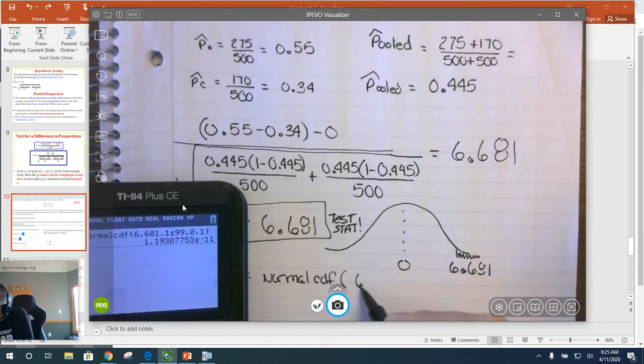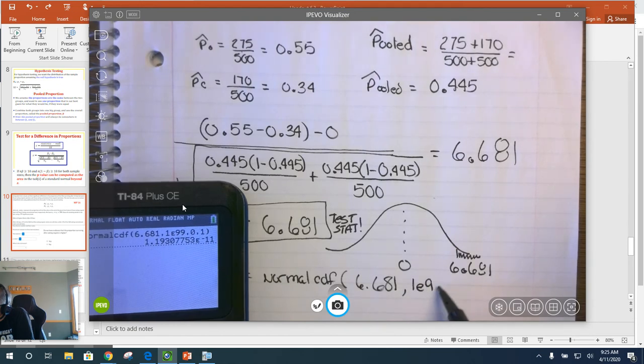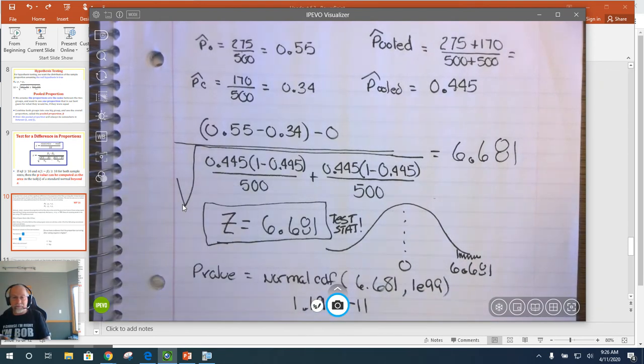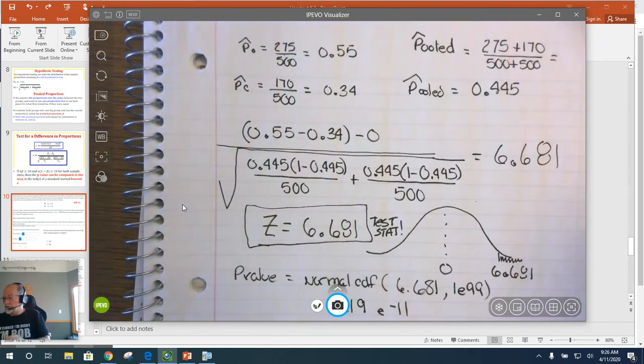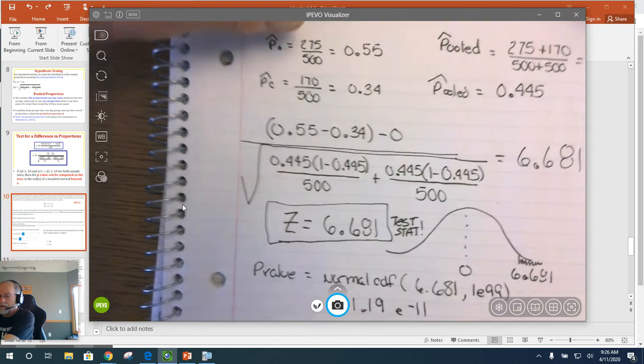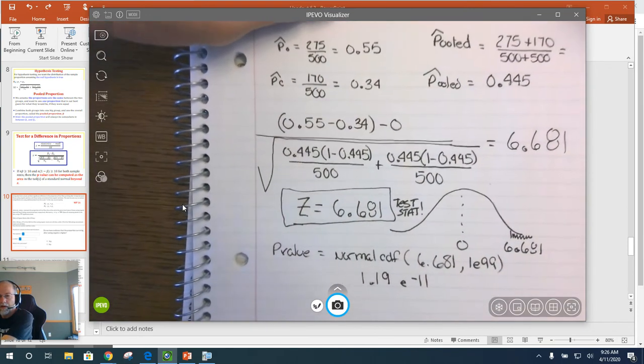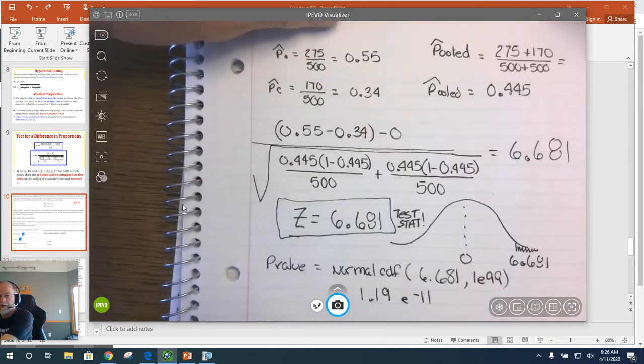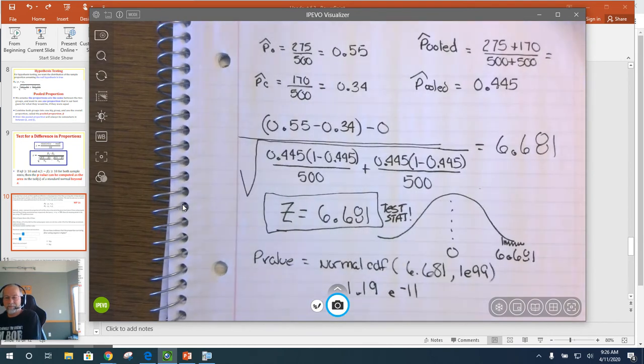and I'm going to write this down, 6.681, 1E99. And that thing delivered to me 1.19 E negative 11. Got to move that so you can see it, sorry. There we go, get myself a little bit more room there.